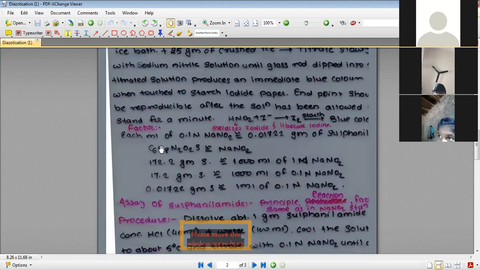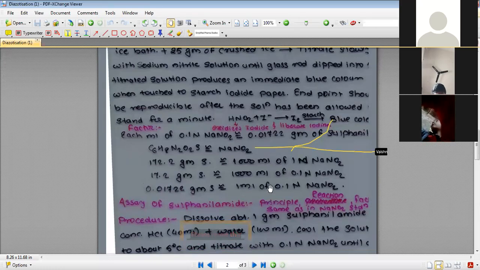So 1 mole of sulfanilamide is equivalent to 172.2 grams of sulfanilamide, and 1 mole of sodium nitrite is equivalent to 1000 ml of 1 normal sodium nitrite. But we have not used a standard solution concentration of 1 normal, we have used 0.1. So for 1 normal, 172.2 grams of sulfanilamide is equivalent. For 0.1, after cross multiplying, it will be 17.2.